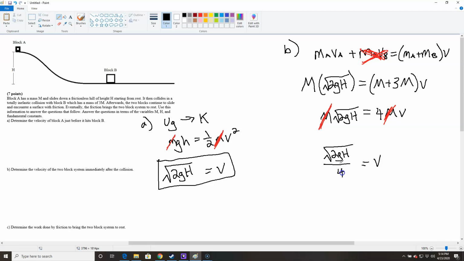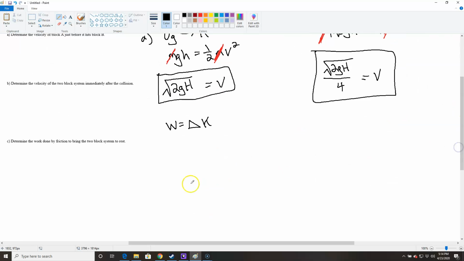A prior to impact. And then it says determine the work done by friction to bring the two-block system to rest. Well, the work done by friction is the change in kinetic energy. The initial kinetic energy is 1/2 mv squared. The final kinetic energy is 0 because it comes to rest.